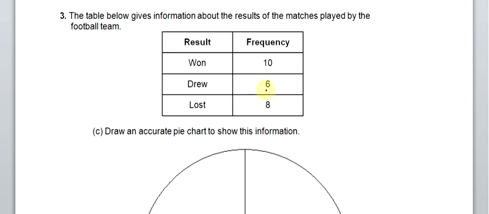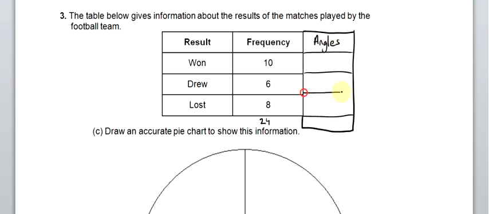Now, how many matches are there? Well, 10, 6, and 8 add up to make 24. And there's a gap here, and that's nearly always left for you, because you need to work out the angles. At the moment we don't know anything about the angles except for one vital fact: they have to add up to a whole circle. So if we can work out what we have to times these numbers by to turn them into angles, that's the key to the problem.